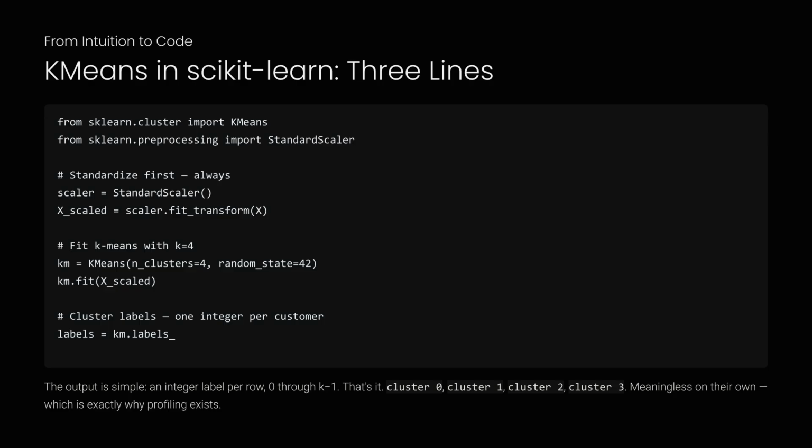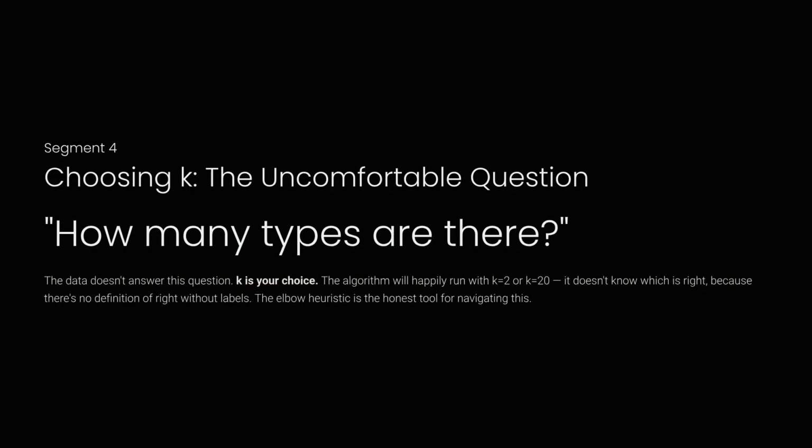Implementing k-means in scikit-learn is straightforward, requiring only a few lines of code to standardize the data, fit the model, and obtain labels. Remember, these output labels are just integers. Their true value comes from your subsequent profiling. Choosing the number of clusters, k, is an important subjective decision. Since the data won't provide the answer, we use the elbow heuristic as a tool to balance cluster tightness against the need for a manageable, actionable number of segments.